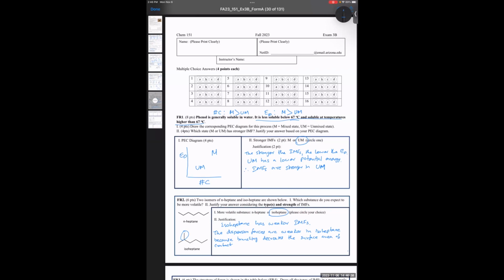And it doesn't have any other intermolecular forces other than dispersion, because hydrocarbons, molecules made of only hydrogen and carbon, are considered non-polar for all intents and purposes.